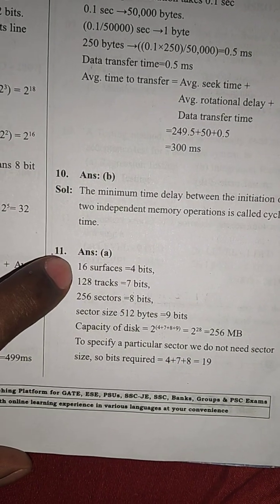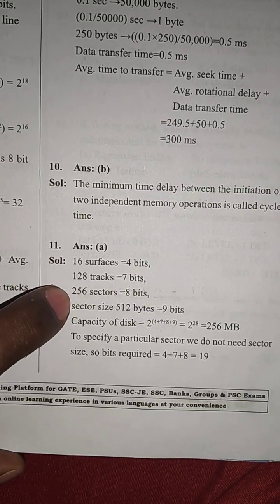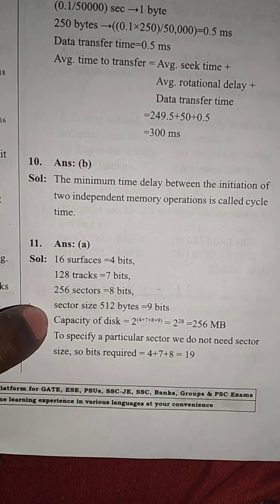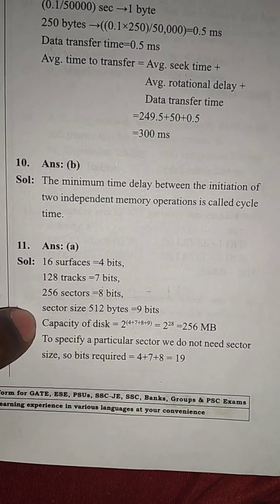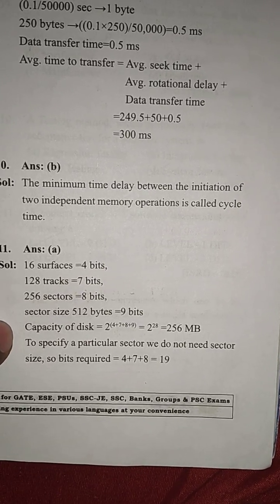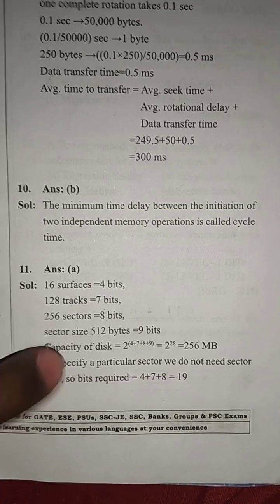16 surfaces is equals to 4 bits, 128 tracks is 7 bits, 256 sectors is equals to 8 bits. Sector size is 512 bytes, that is equals to 9 bits. Capacity of a disk is equals to 2 power 4 plus 7 plus 8 plus 9, that is equal to 2 power 28, that is equals to 256 MB. To specify a particular sector we don't need the sector size, so the bits are 4 plus 7 plus 8, that is equals to 19.